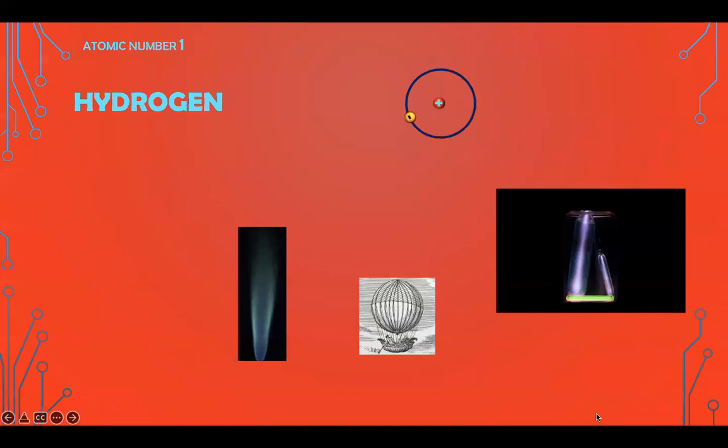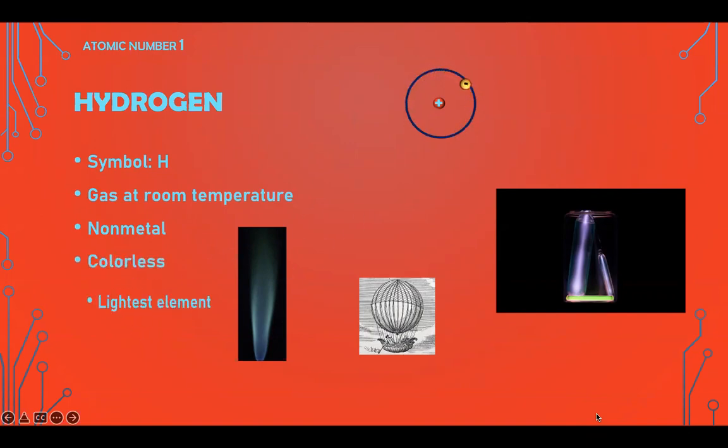First off, we have hydrogen with the atomic number 1. Hydrogen's symbol is H. It is a gas at room temperature. Hydrogen is a non-metal. It is colorless. Hydrogen is also the world's lightest element because it is actually the first element. Did you know hydrogen was the first element to be formed in the Big Bang? Regardless, hydrogen is an odorless gas, which means you cannot detect it via smell. Hydrogen is also highly flammable, which makes it a bit dangerous.